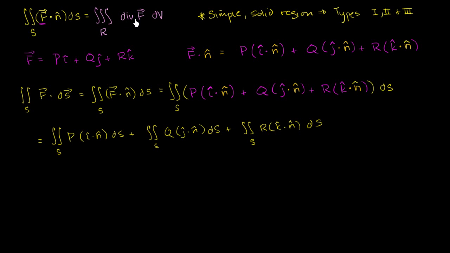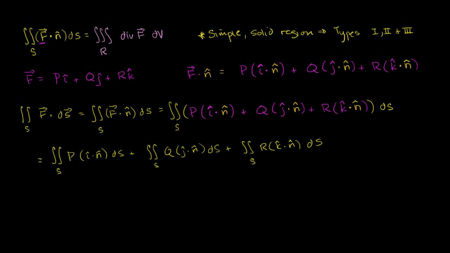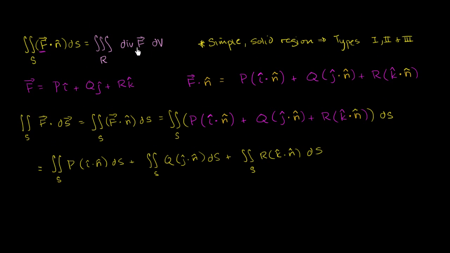Now let's think about the right-hand side. What is the divergence of f? Actually, I'm going to take some space up here. Well, the divergence of f, based on this expression of f, is just going to be, let me write it over here real small, the partial of P with respect to x, plus the partial of Q with respect to y, plus the partial of R with respect to z.